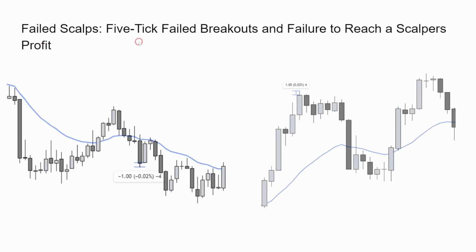Failed scalps. 5 tick failed breakouts and failures to reach a scalper's profit. Here we have a bear leg, and traders may think we can go for a leg lower here. This is two-sided trading, and they're actually short at range lows. Bears that go for a point here make 1 point, but since it doesn't travel 5 ticks, it doesn't fill them and it fails.